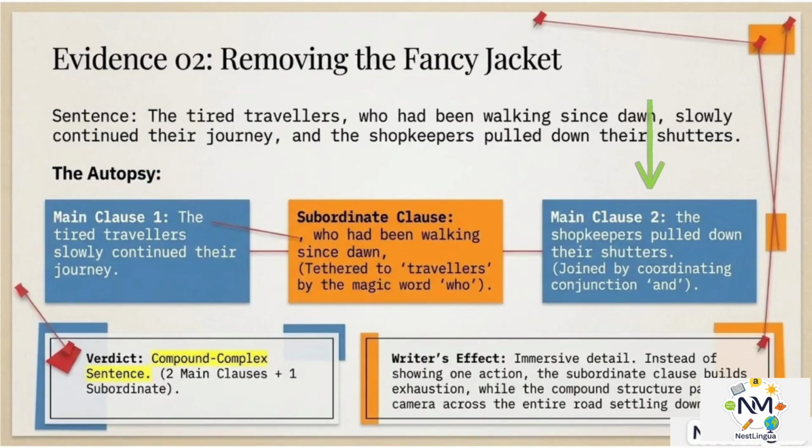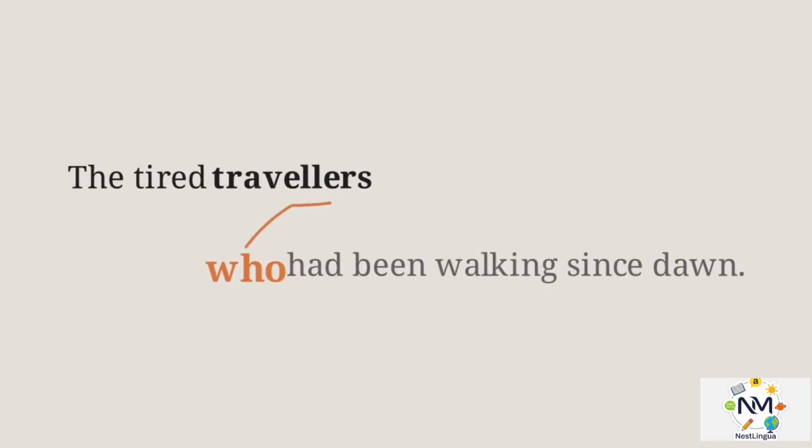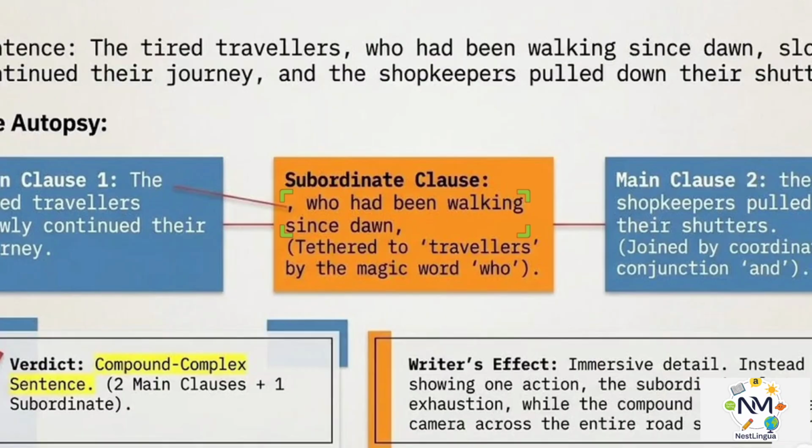Both are main clauses that can stand alone. However, notice the word who, introducing the phrase who had been walking since dawn. This is a relative clause. It provides detail about the travelers, but cannot survive as a sentence on its own. It is a subordinate clause.